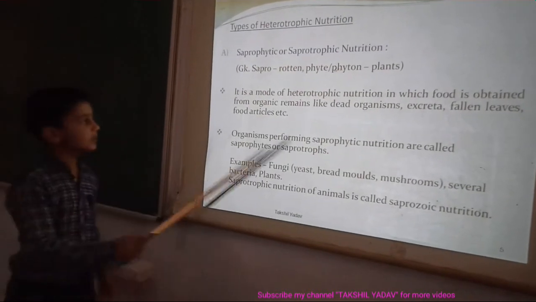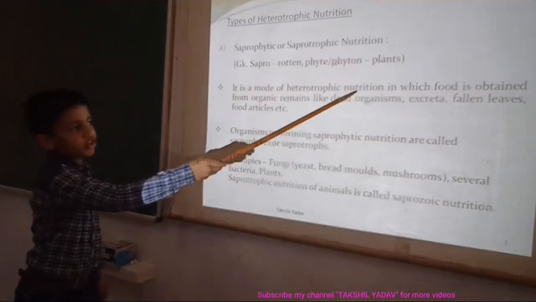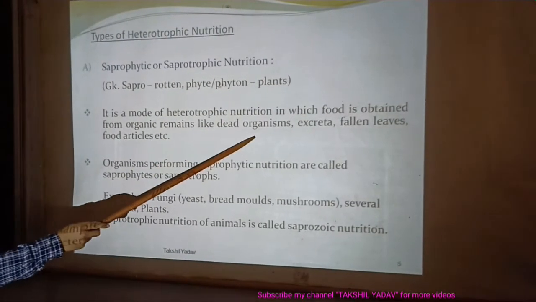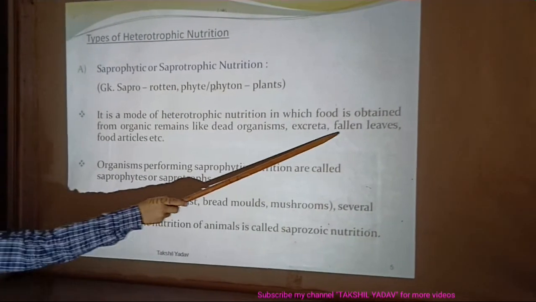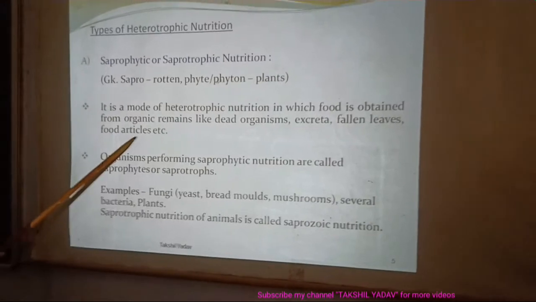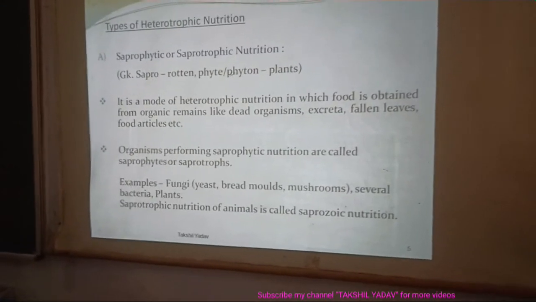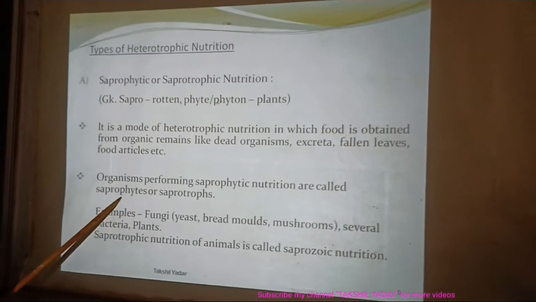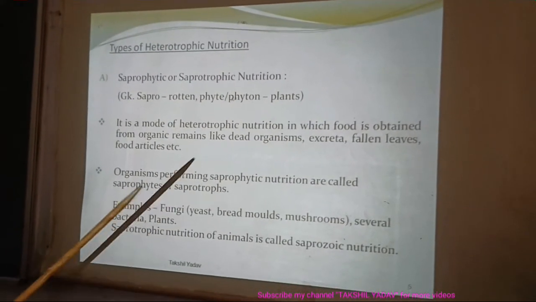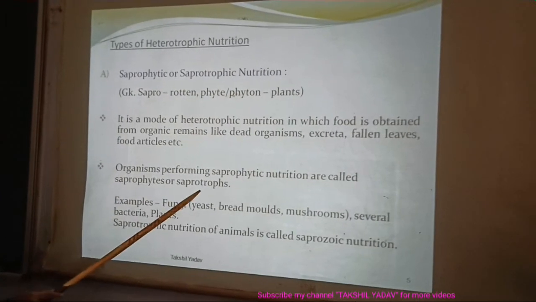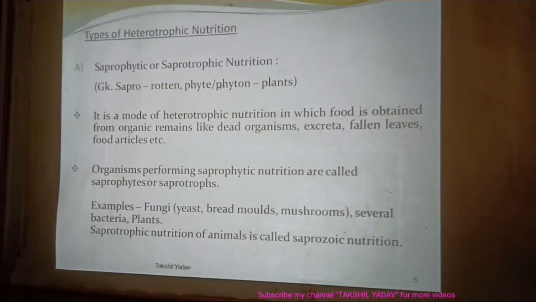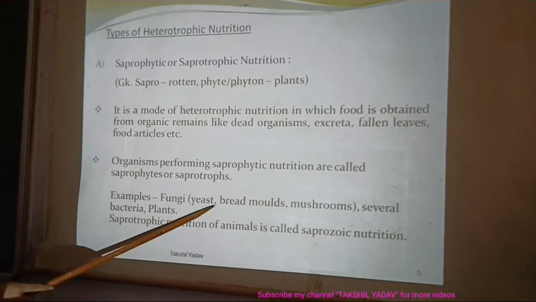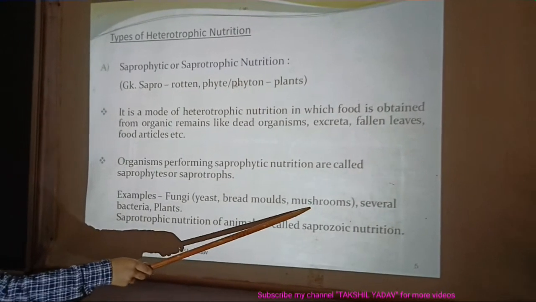Or we can say it is a mode of heterotrophic nutrition in which food is obtained from organic remains like dead organisms, excreta, fallen leaves, food articles, etc. Organisms that perform saprophytic nutrition are called saprophytes or saprotrophs. For example, fungi, yeast, bread molds, mushrooms.